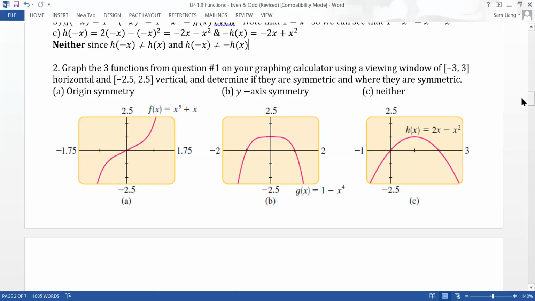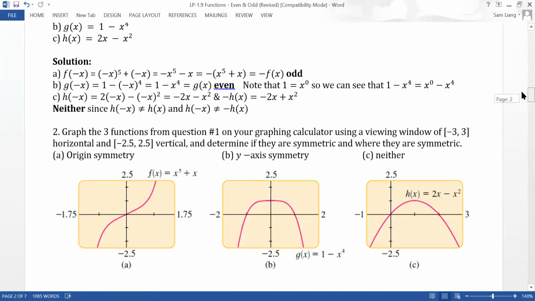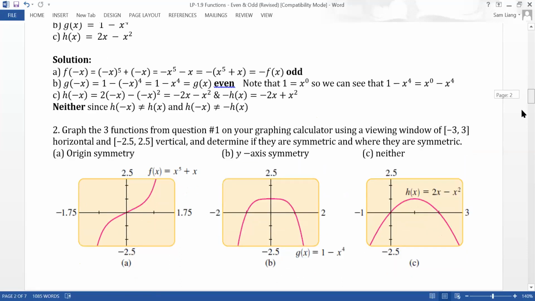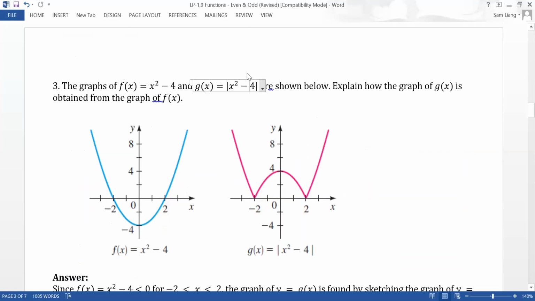Okay. But yeah, if you needed to copy any of this, the solutions to 1 or 2, please do so right now. Okay. I'm going to be moving on to questions 3 and 4. Okay. All right. Question 3. So we have the graphs of f of x equals x squared minus 4 and g of x equals the absolute value of x squared minus 4 shown below. Explain how the graph of g of x is obtained from the graph of f of x.